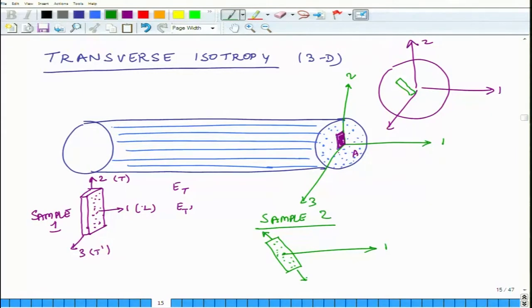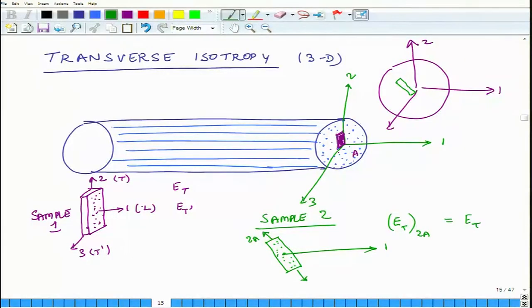And if I pull it in this direction, let us say this is direction 2A, then ET in direction 2A will be same as ET, okay? It will be the same because it is essentially the same material and the orientation does not matter. So, regardless of this angle theta, as long as I am rotating the sample in the 2, 3 plane, the material properties along the length of the sample will not change. The material properties ET and ET prime will remain exactly the same as long as I keep on changing the orientation in the 2, 3 plane, okay?